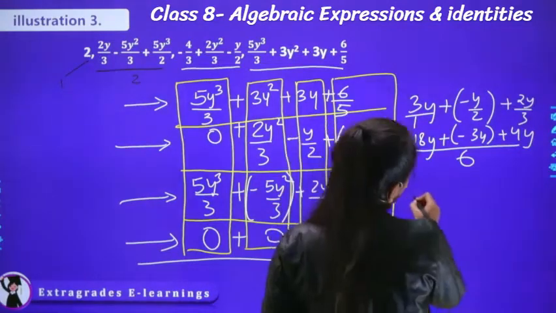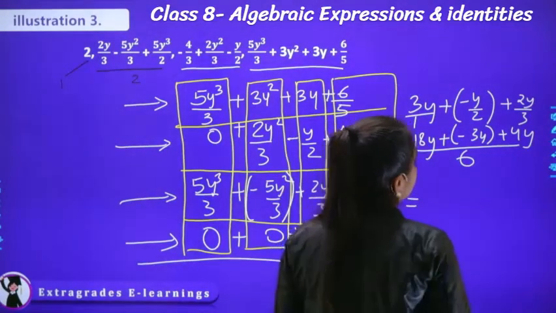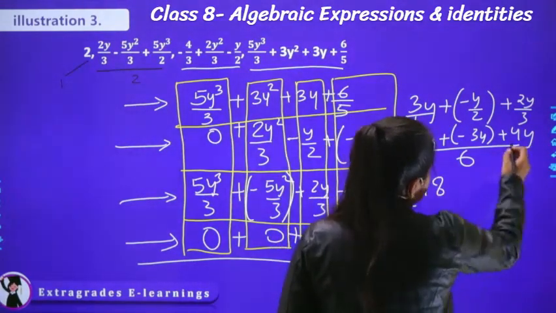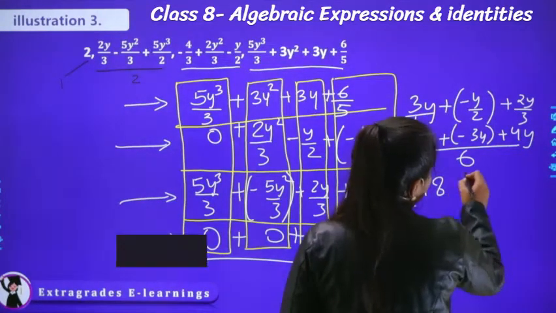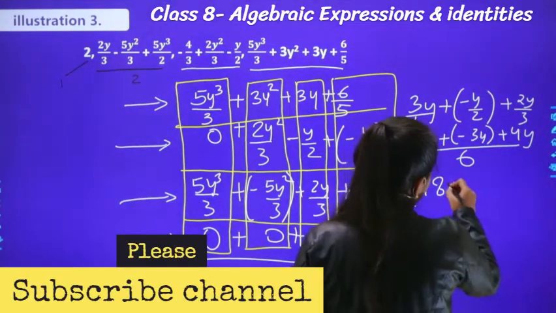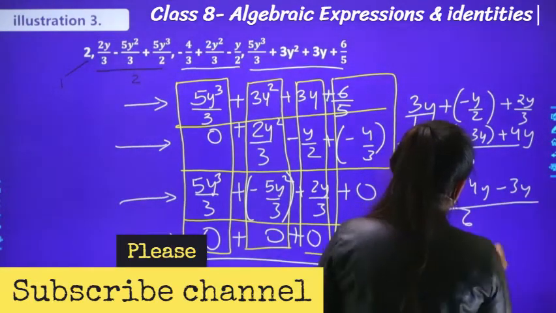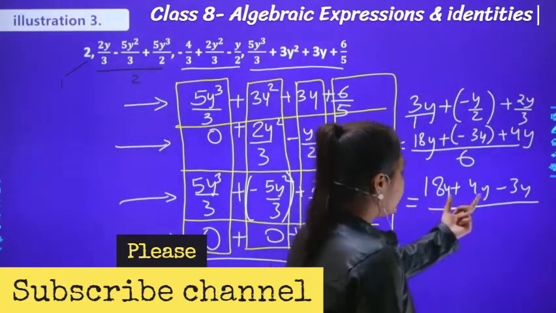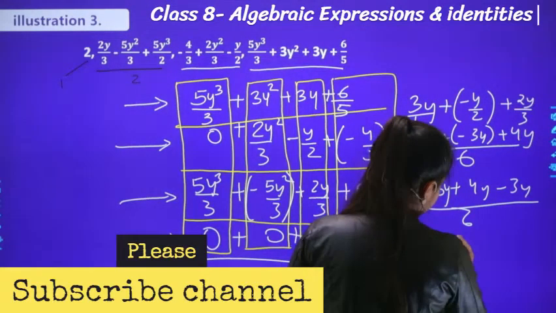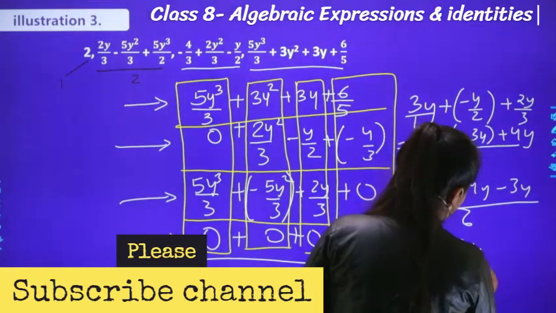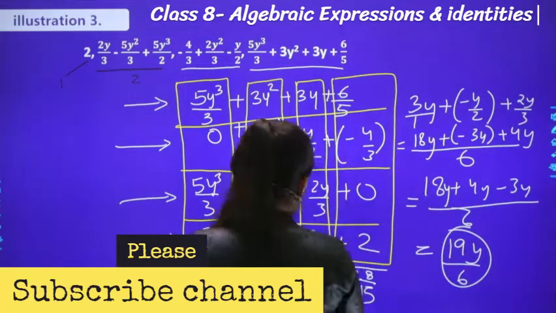Then we are going to add this. Now 18 plus 4 is 22. 18y plus 4y minus 3y upon 6. Then this is 22. 22 minus 3 is what? 19. 19y upon 6. So this will be the term.